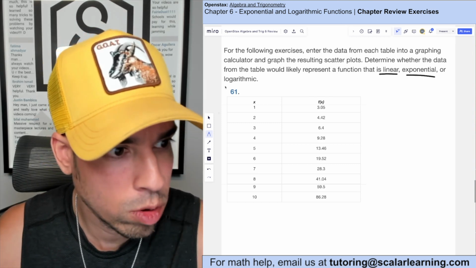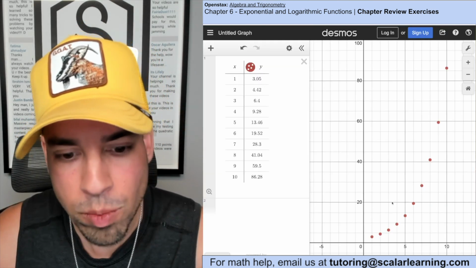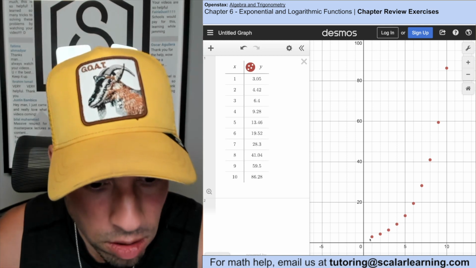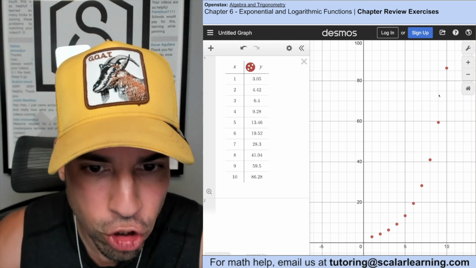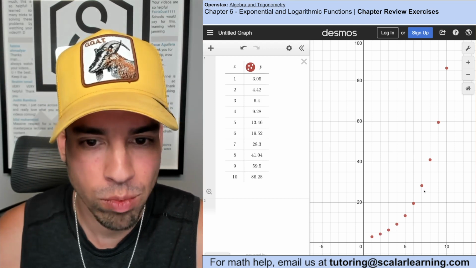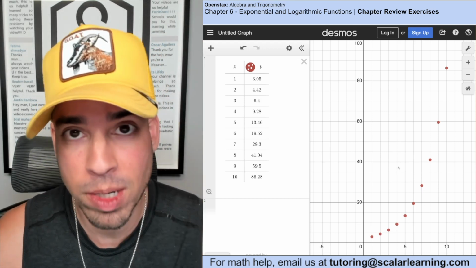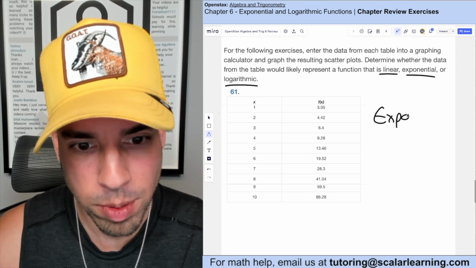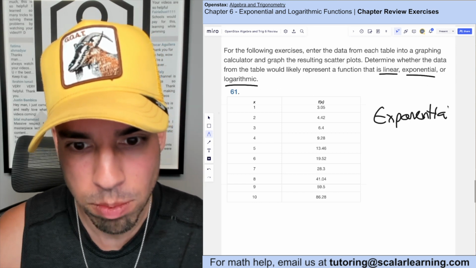Boom, done. So for this question, we're meant to plot this in Desmos and see if it looks linear, exponential, or logarithmic. So let's do that now. So here, when we look at the graph of the data, look at how it makes this nice curve up, and then it shoots up. It increases more rapidly as we go to the right. And that's your classic exponential. So we will say exponential for the answer, boom.